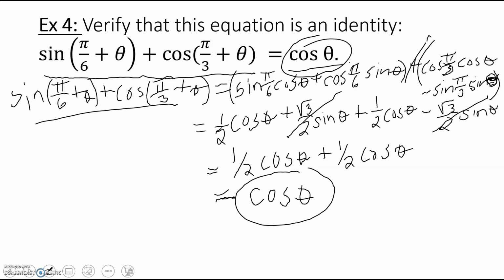And of course, you will need to justify each step. The first step is using the sum identities for both sine and cosine. The second one is just simplifying. And the third one is just simplifying. And the fourth one is just simplifying as well.